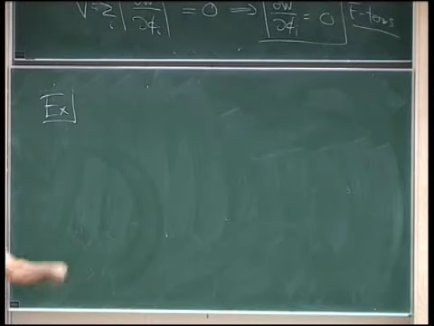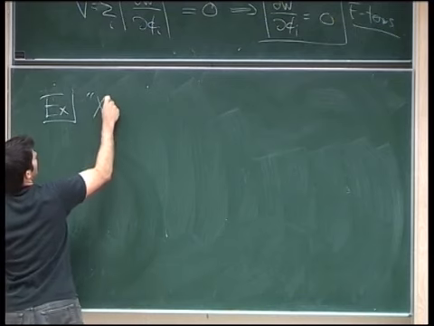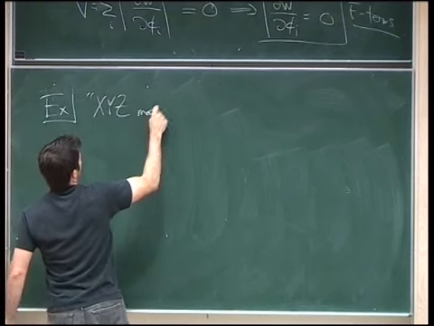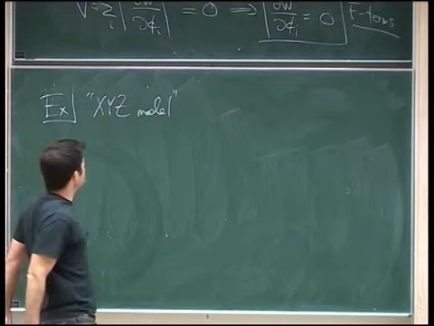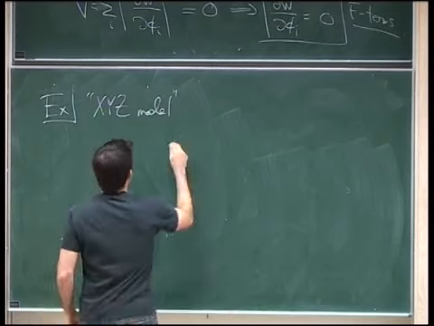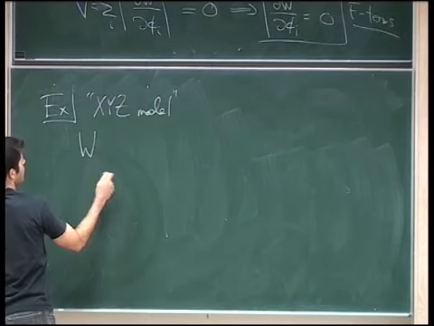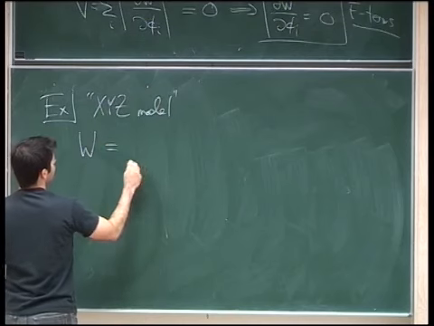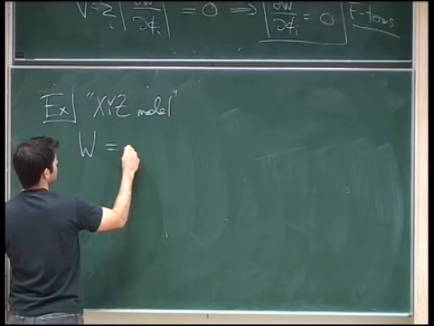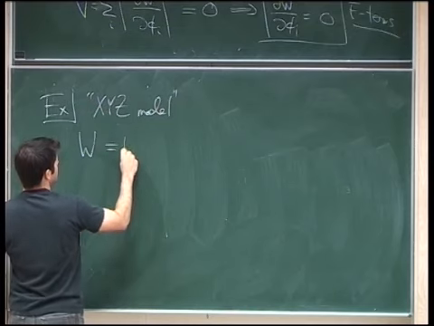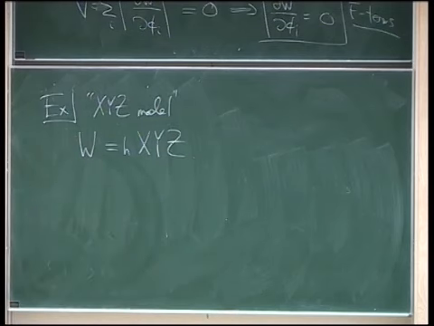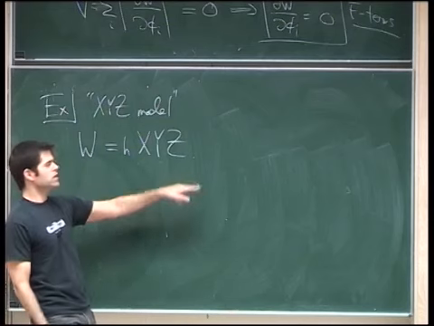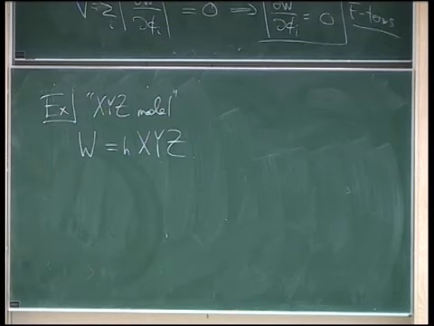which is pretty standard. This is the so-called XYZ model. This is just a theory of three chiral superfields. No gauge interactions. And all this is just some superpotential, which looks like, I'll call it H times X times Y times Z, where each of these is a chiral superfield.